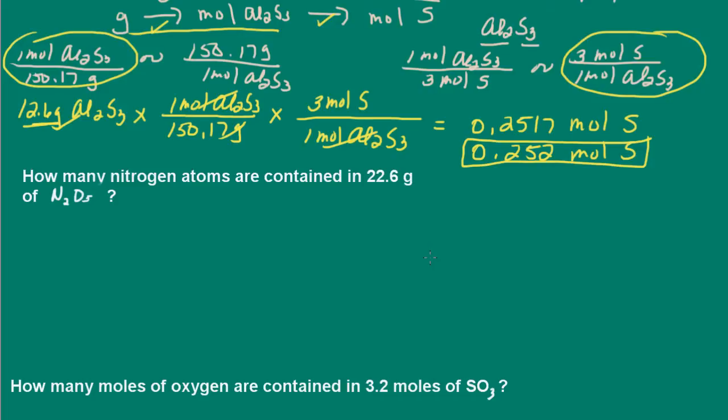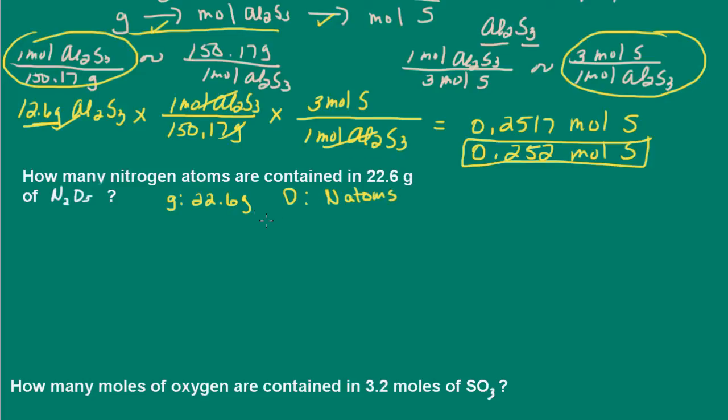For the second problem, we're asked how many nitrogen atoms are contained in 22.6 grams of nitrogen, actually that's dinitrogen pentoxide. Well, let's see what we have here. So we're given 22.6 grams, and our desired units, we have nitrogen atoms. So how do we go from 22.6 grams of compound to nitrogen atoms.